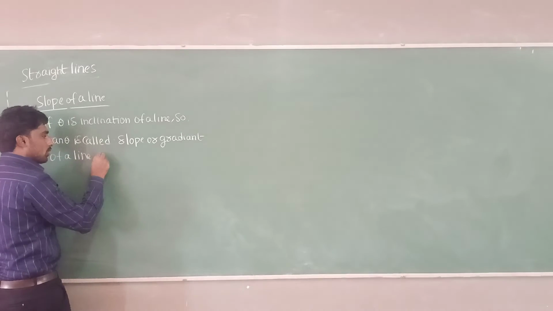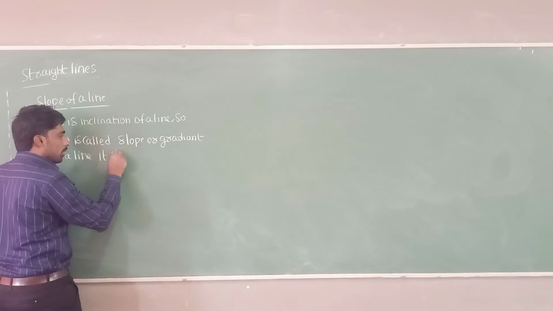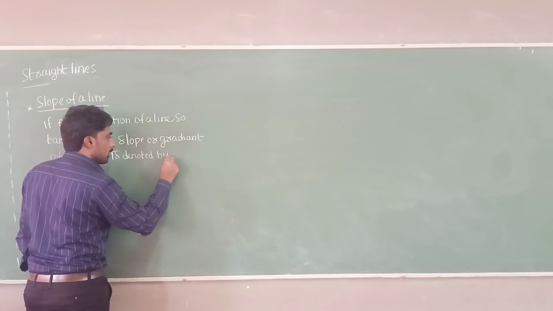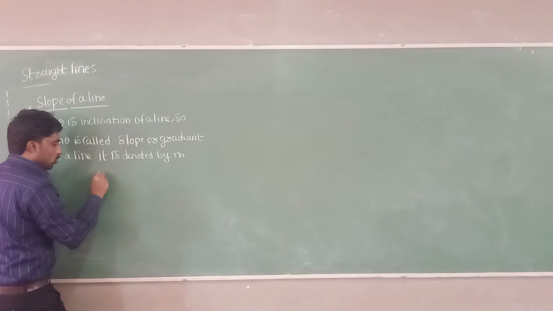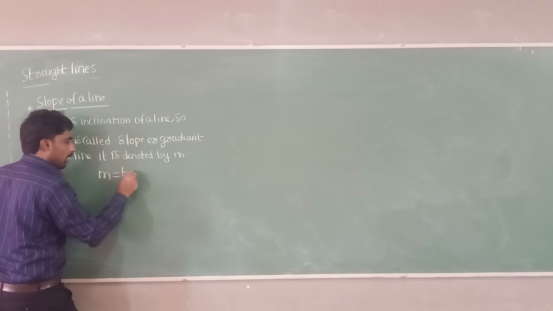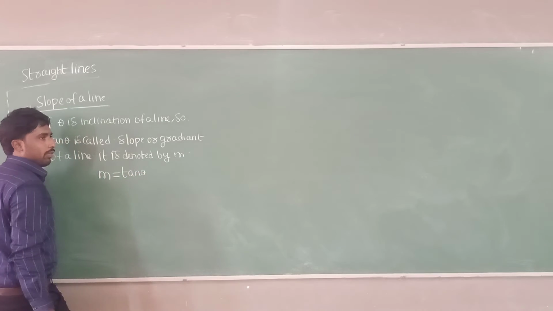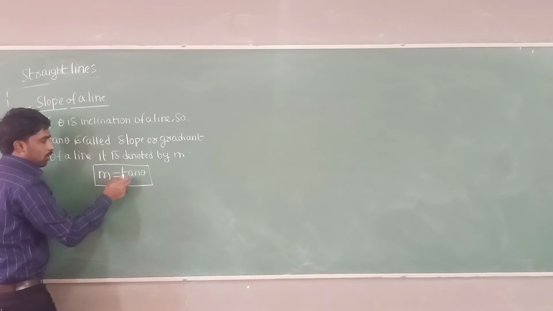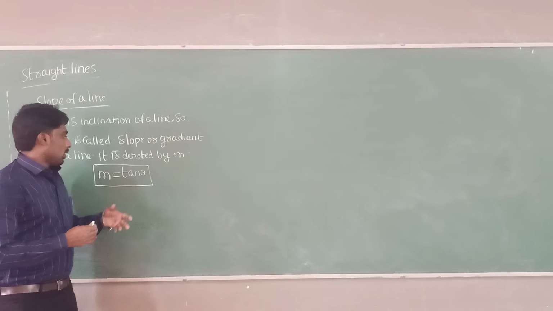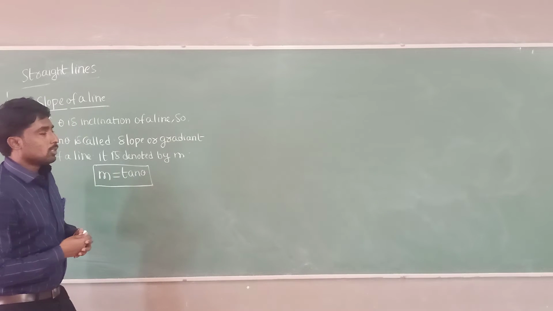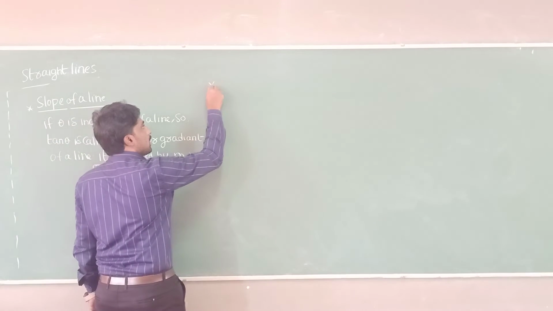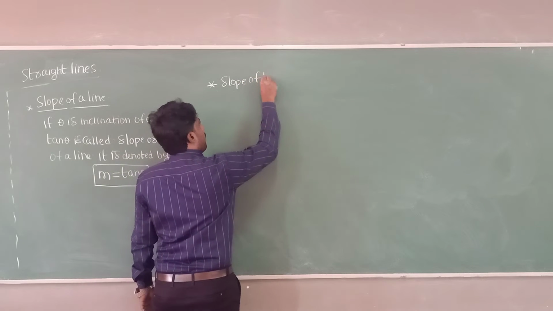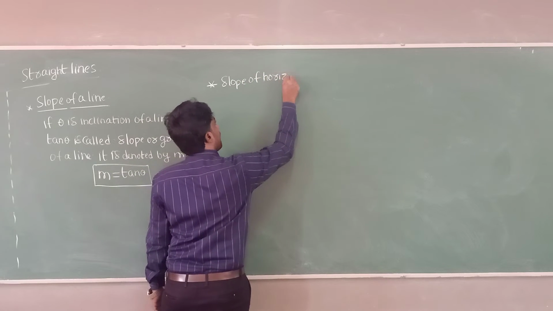The slope of the line is denoted by small m. So finally, the slope of the line becomes m equal to tan theta. Is it clear, everyone? This is the formula for the slope of a line, m equal to tan theta. Here are two specific points. They will ask what is the slope of a horizontal line and what is the slope of a vertical line.